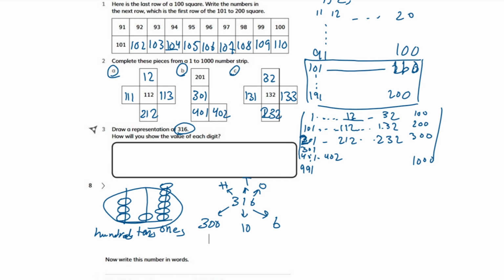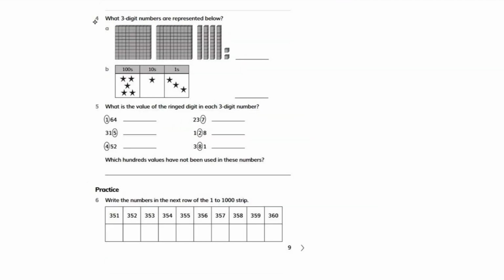Okay, this is all about questions on page 8 of the workbook. We will now move to page number 9. This page starts with question 4. The question says, what 3-digit numbers are represented below?